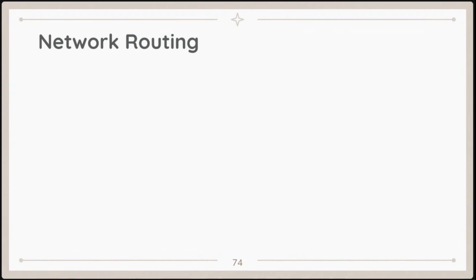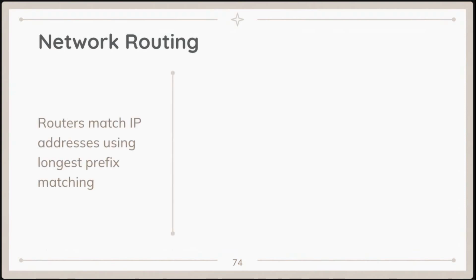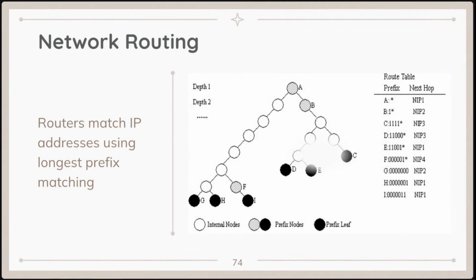About network routing, a trie can represent IP addresses and help in finding the longest matching prefix, which is essential in determining routing paths.